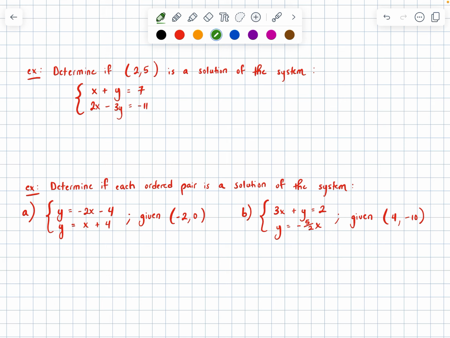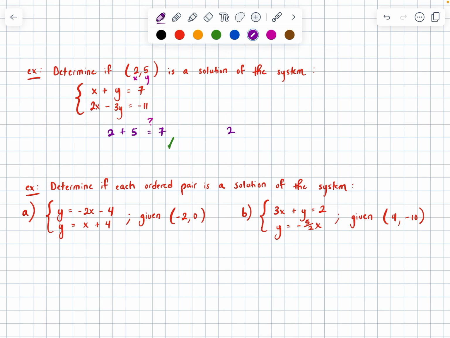Alrighty, well, if you didn't figure it out, I'm going to give it away. The key to this idea is to check, right? And to check, we substitute. So I know that 2 is my value of x and 5 is my value of y. If I want to check that it makes both of these equations true, all I need to do is substitute in. So for my first one, is 2 plus 5 equal to 7? Well, yeah, 2 plus 5 is indeed equal to 7.